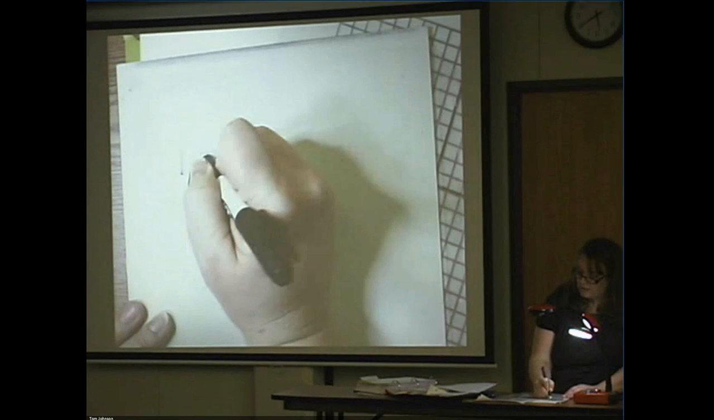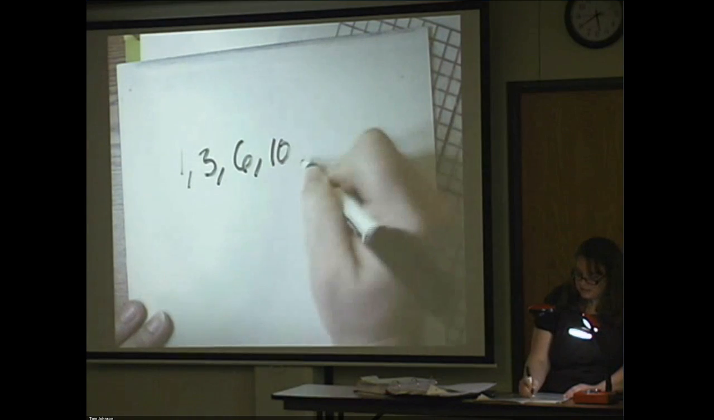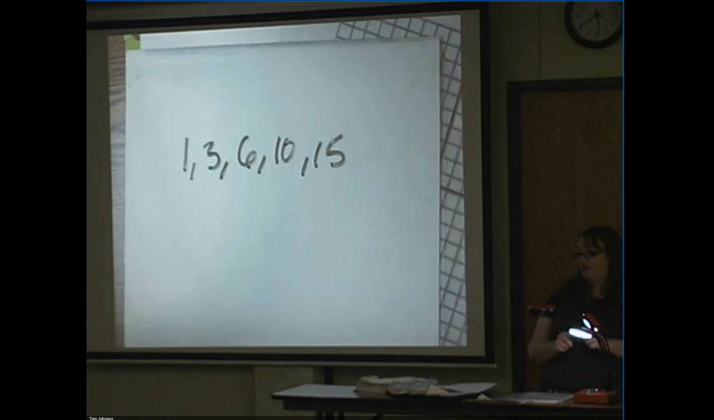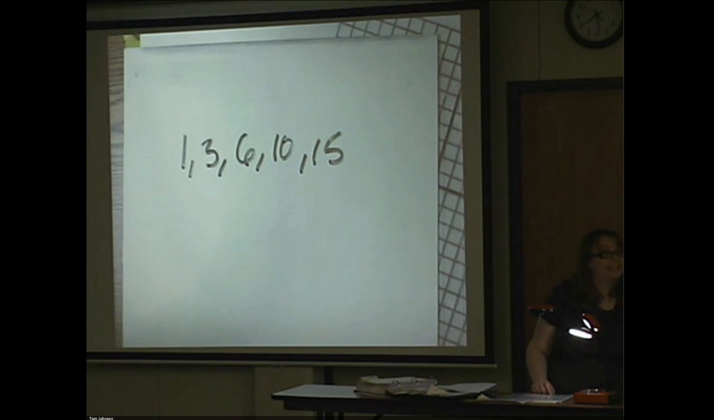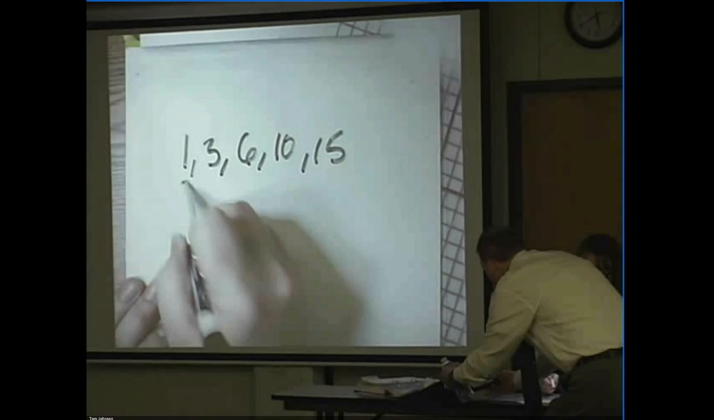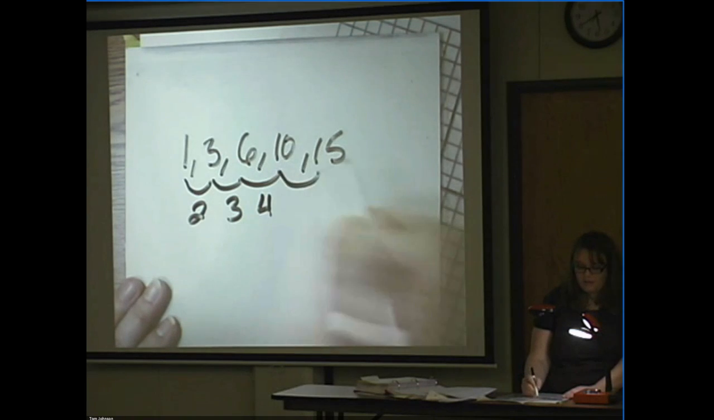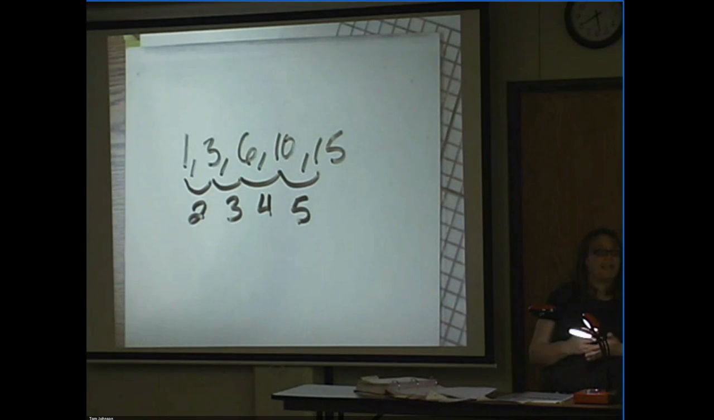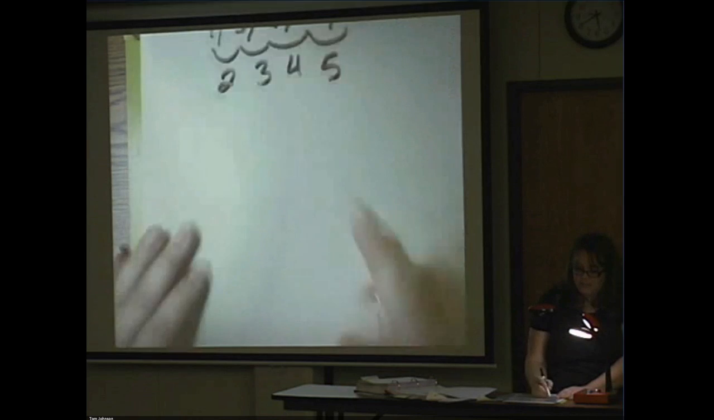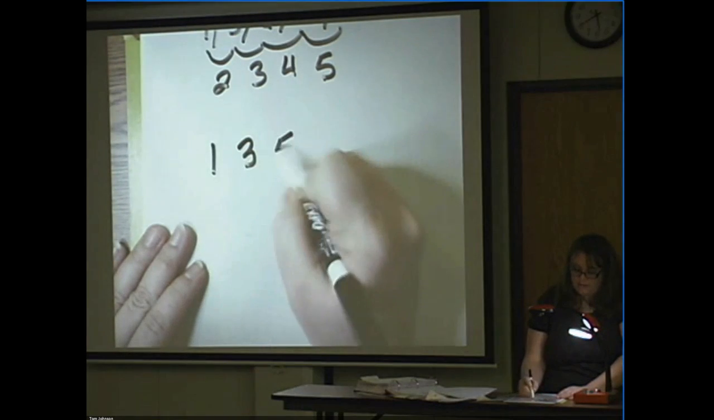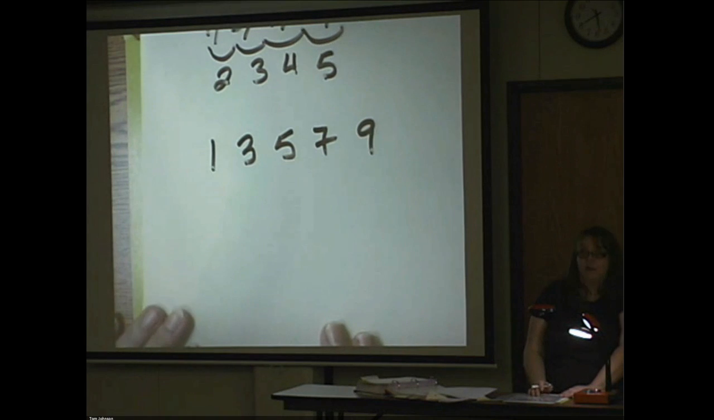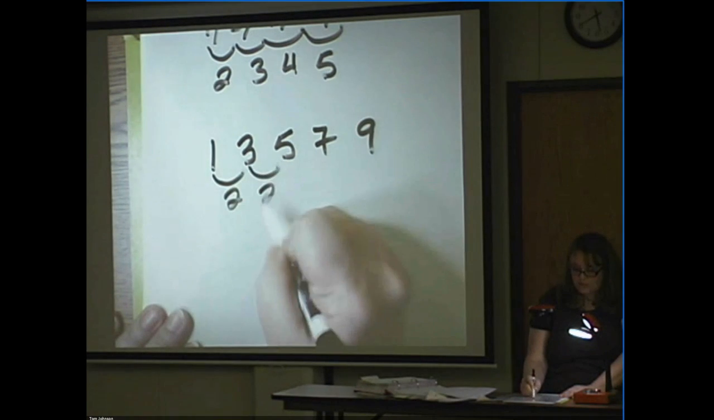So if we look at the first one, we have 1, 3, 6, 10, and 15. What do you think? Arithmetic, geometric, or neither? Right, so it's going up by 2, then by 3, then by 4, and then by 5. However, we're not adding the same amount each time. Therefore, this does not count as arithmetic. In order for it to be arithmetic, it would have to be something like 1, 3, 5, 7, 9, because here it would be going up by the same amount each time.